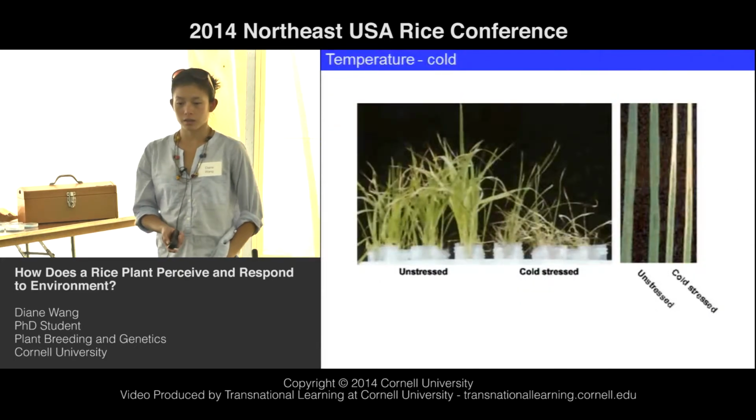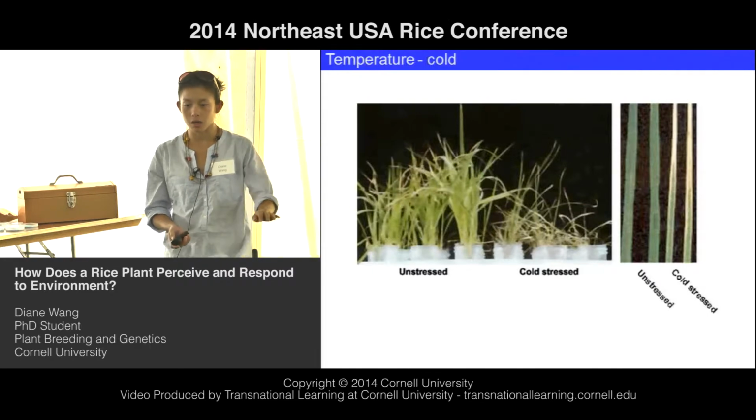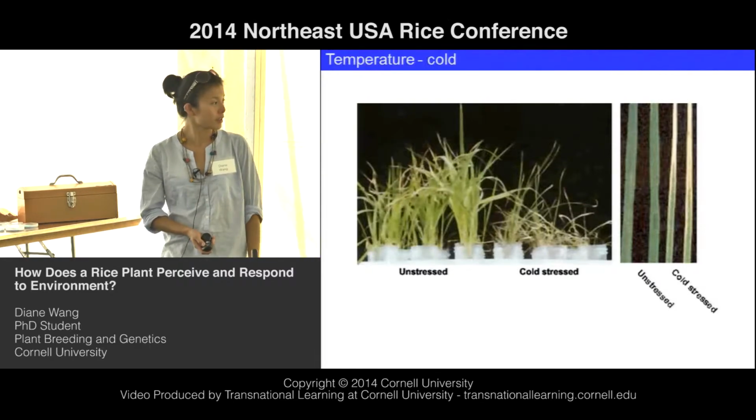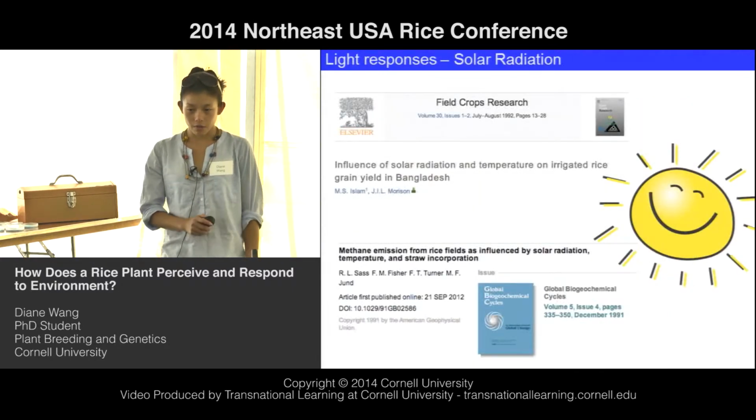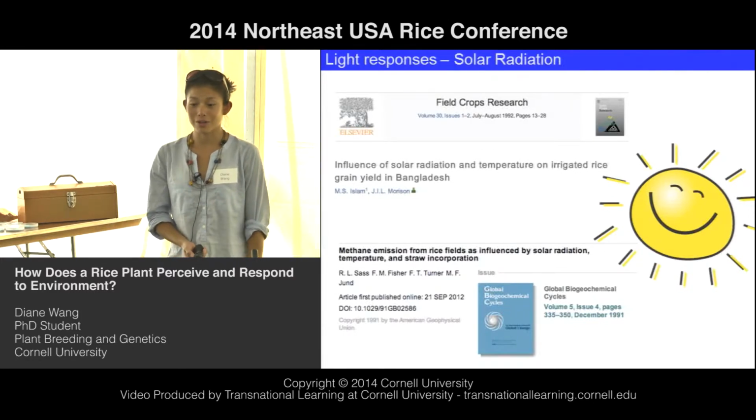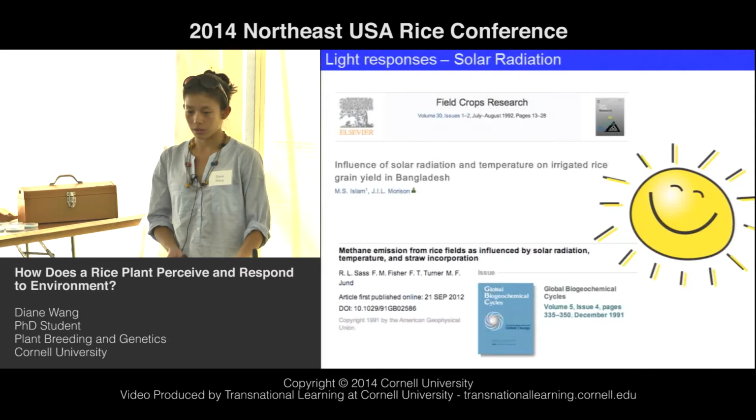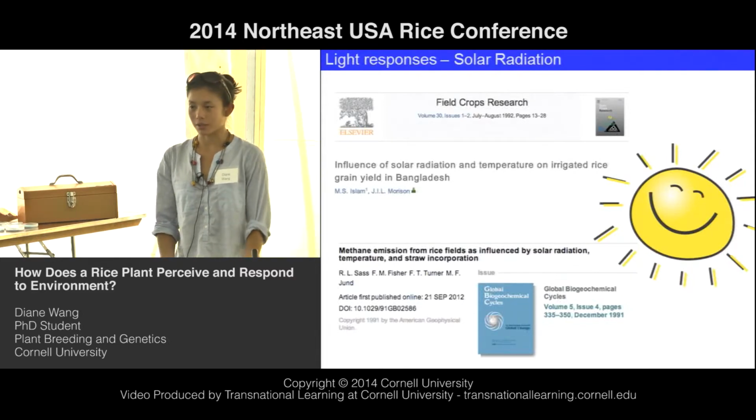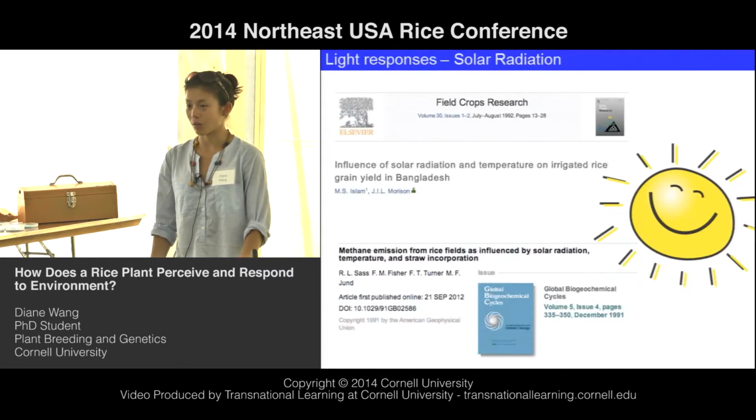Okay, and then I just have a photo up here of what cold stress at a young plant stage looks like. And then I'd like to discuss quickly solar radiation. So we all know that sunshine is really important to grow a good rice crop. They love the sun. And there's trade-offs here too. There've been tons of studies about what the optimal solar radiation for rice is, and I think it's a lot more than other crops.